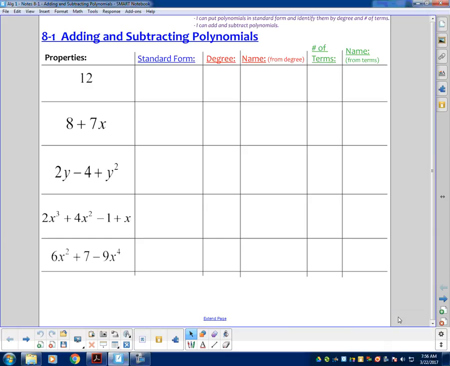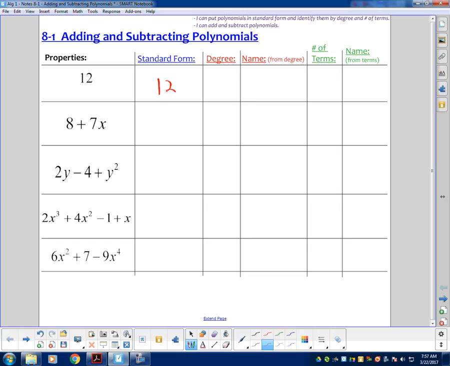This is 8.1, adding and subtracting polynomials. We're first going to talk a little bit about identifying them by degree and number of terms before we look at adding and subtracting them. So we'll start here with what's called a constant term. It's 12. In standard form, it would just be 12.